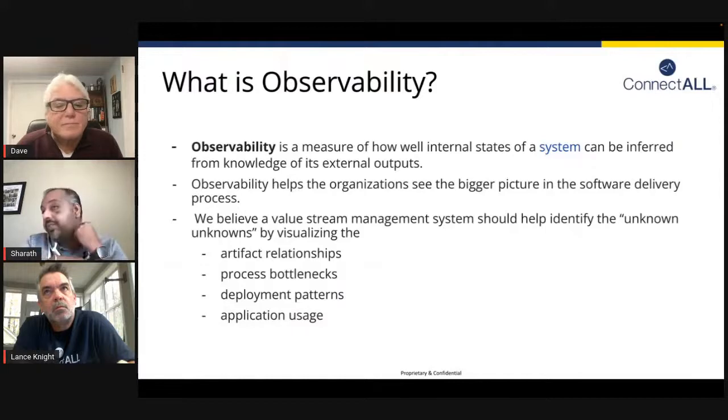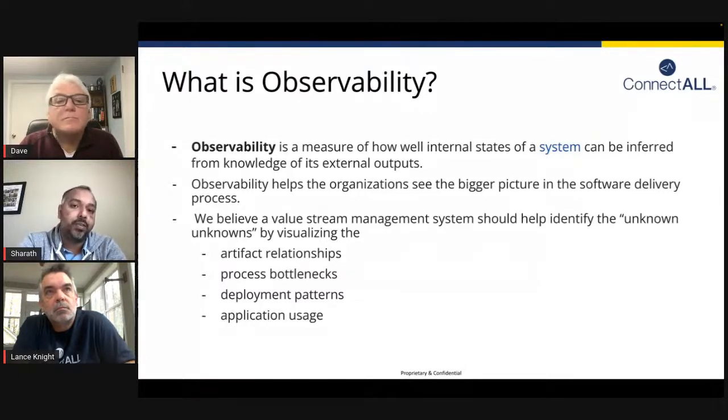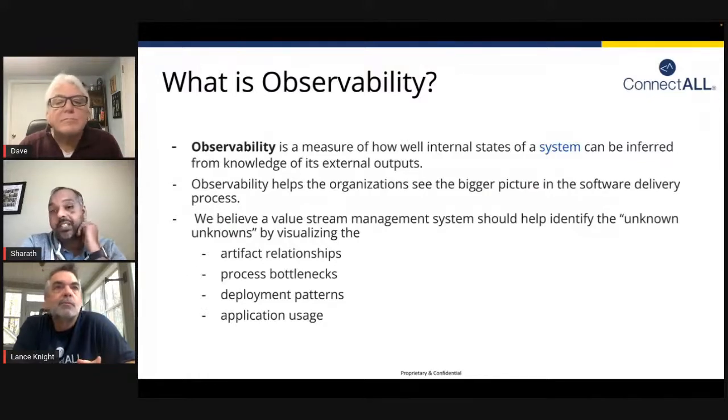If you talk about observability in mathematical terms, observability is a measure of how well the internal states of a system can be inferred from the knowledge of your external outputs, right? So if you talk in terms of value stream management, observability will help organizations see the bigger picture in the software delivery process.